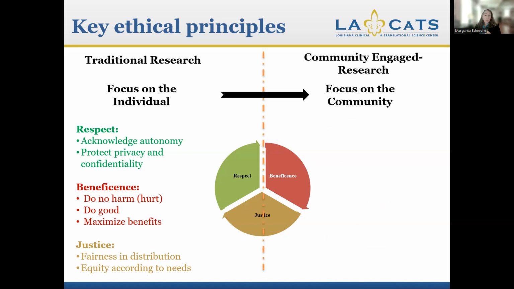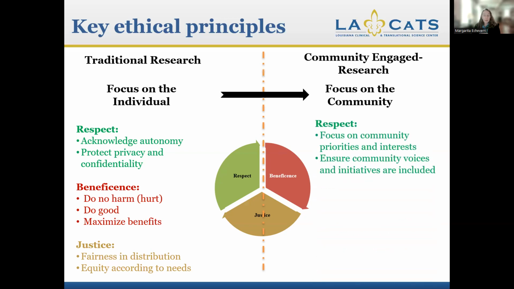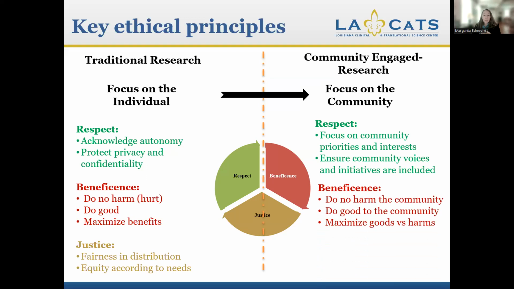When applying these ethical principles to community engagement studies, we change the focus on the community as a whole instead of the individual. The respect principle now calls for projects that consider community priorities and interests and assure that community voices, initiatives, and recommendations are not only taken into consideration, but are highlighted and prioritized. The beneficence principle extends now to the community. Be sure that all expected benefits are greater than the possible harms and risks to the community. The justice principle now considers also the equal opportunity to the community to participate in research that affects them.